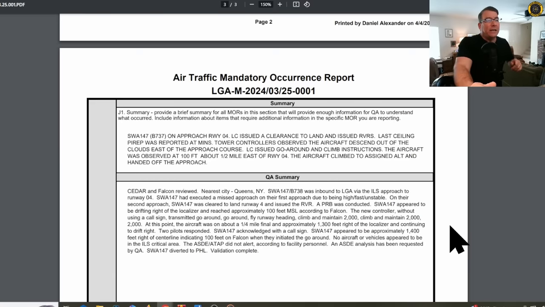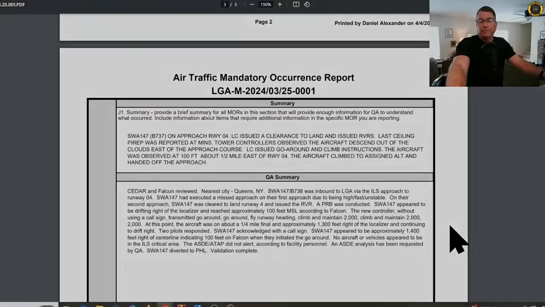The ASDE and ATAP did not alert. None of the automatic equipment in the LaGuardia Tower alerted them to this situation. It was only the sharp eyes of the controller that caught this. The ASDE analysis has been requested by QA. Southwest Airlines 147 diverted to Philadelphia. Validation complete.